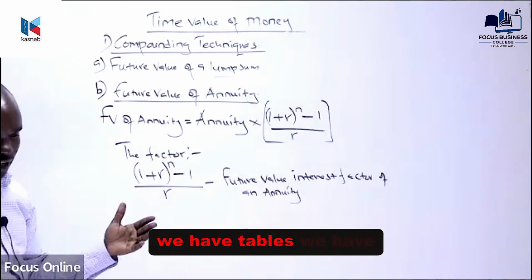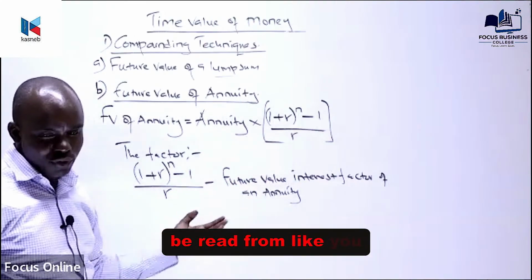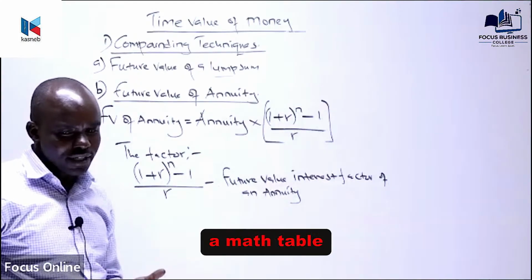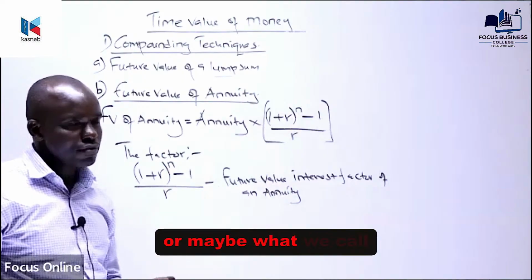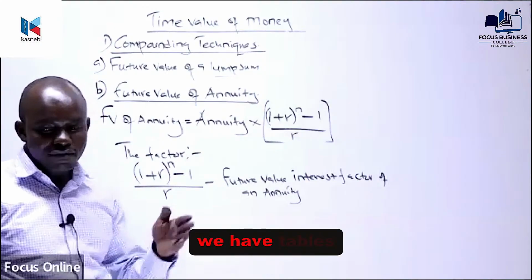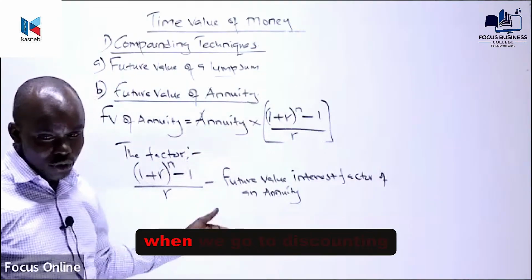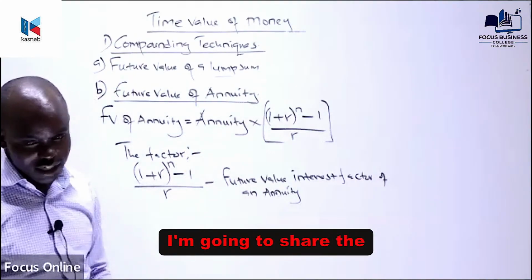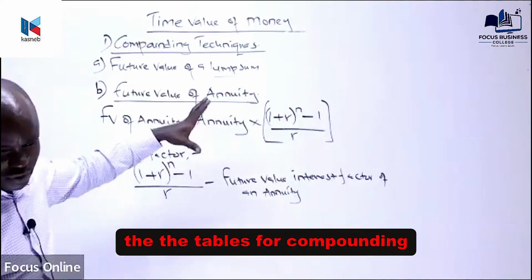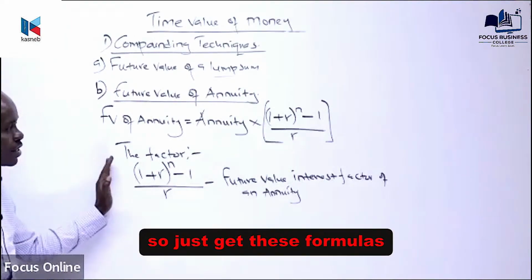Now, we have tables where these factors can be read from. Like the math table, or what we call the normal distribution curve. When we go to discounting, I'm going to share the tables so that we can see. But for future values, the tables for compounding are not widely used in financial management. So just get these formulas right.